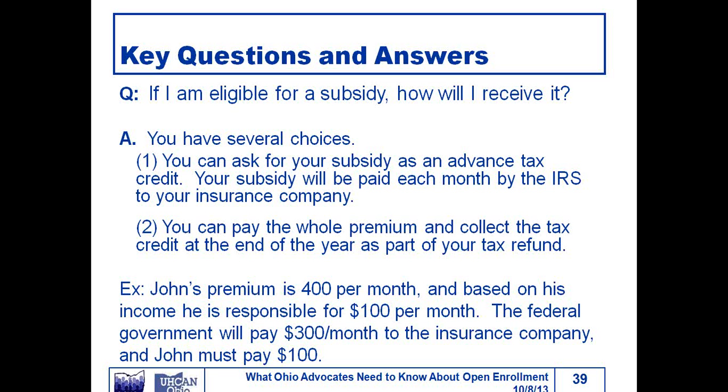So for an example, if John purchases an insurance policy with a premium of $400 per month, and based on his income, he's responsible for $100 per month, then the federal government is going to be paying the insurance company $300, and John will be sending his check or other form of payment to the insurance company each month for $100 if he wants to keep his insurance in place.